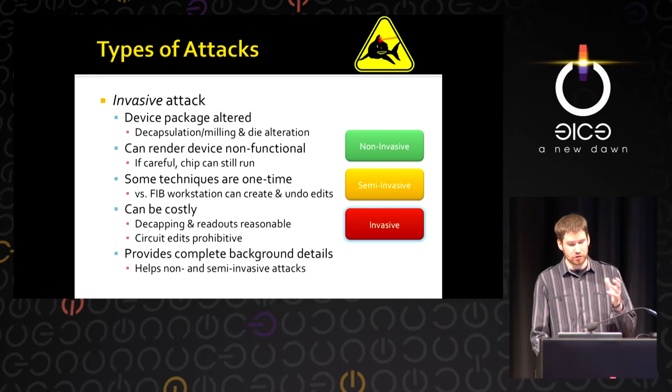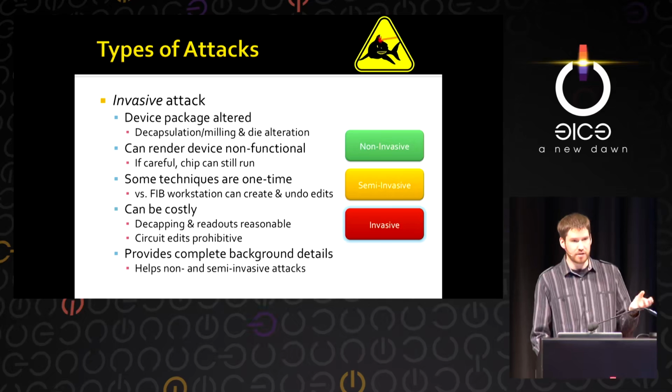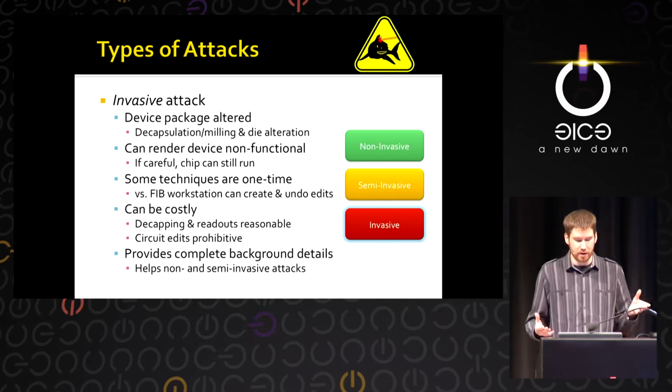However, if you don't want to do that, but you want to have access to the surface of the chip, depending on if you've got access to an FIB workstation where the device input pins like voltage, ground, clock, etc. are outside the vacuum chamber or outside the chuck, you can actually power the device up and run it while you're making modifications to it. So, like I said, most of these techniques are one time, especially the delayering process, whereas the FIB workstation can allow you to create edits, undo edits, and so you can go back and forth. So this class of attack can be very costly.